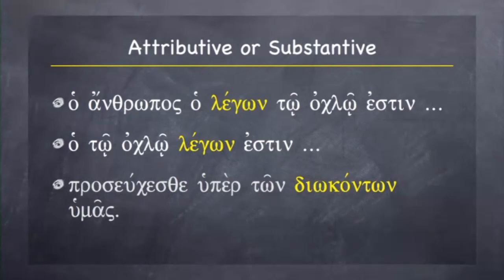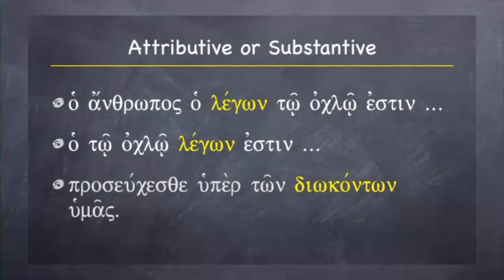So it's the man saying to the crowd is... it's not English, so we have to add in some extra words and say something like "the man who is speaking to the crowd is." But obviously legon is giving an attribute of the anthropos, right? Second attributive position, no new grammar. Okay, look at the next example.